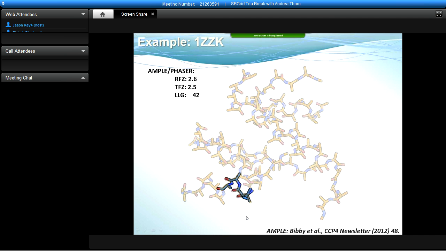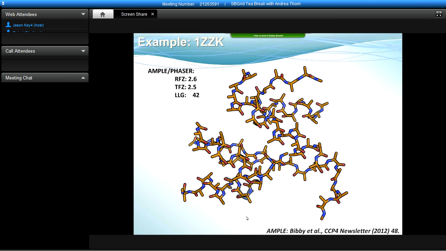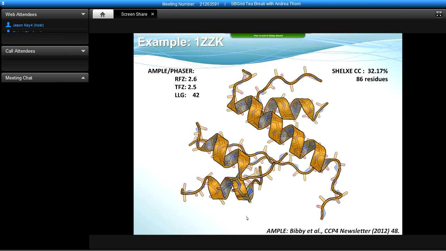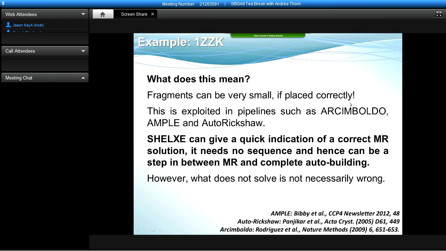However, if we put this into SHELXE, we get a structure like this. As you can see, this is 86 residues, so it's almost the entire structure. The correlation coefficient of this trace against the native data is 32%, meaning it's over 25, so the 25% rule applies, and we can be very, very certain that this structure is actually solved. Besides that, in COOT, of course, you are well able to see the side chains.